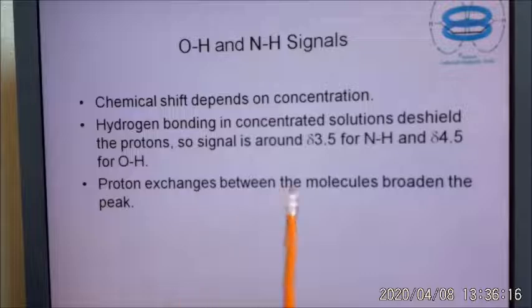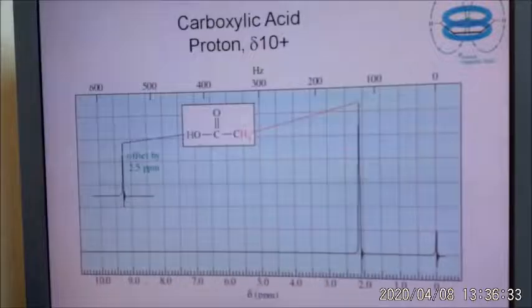Okay, so OH and NH signals. Hydrogen bonding, so you're going to see 3.5 approximately for a nitrogen-hydrogen, and about 4.5 for oxygen to hydrogen. Because it's exchanging with your solvent, a lot of times it broadens your peak. Sometimes you might not see it at all.